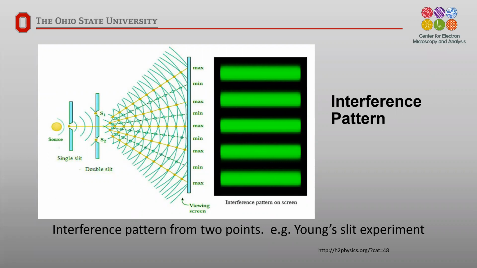And as you see on the right, there are areas of high intensity and areas of low intensity. So this interference phenomenon is what is key to doing diffraction.